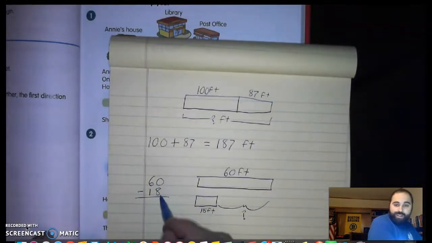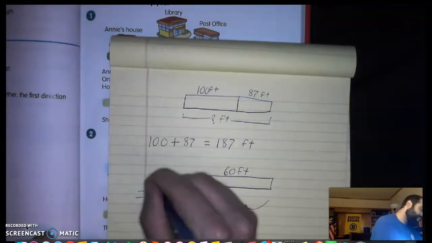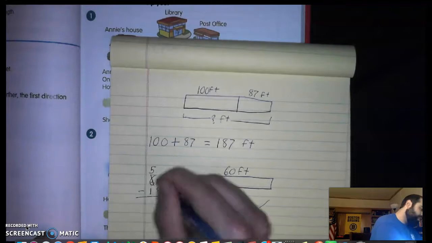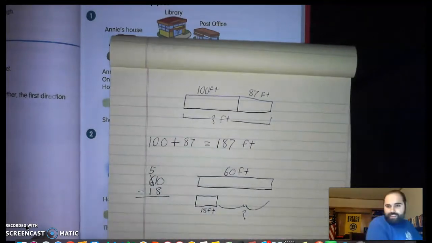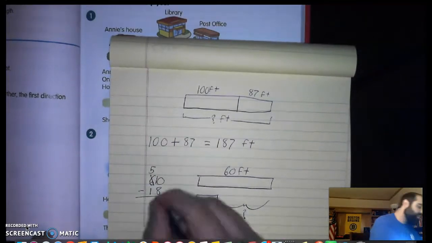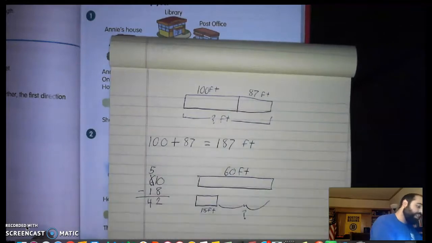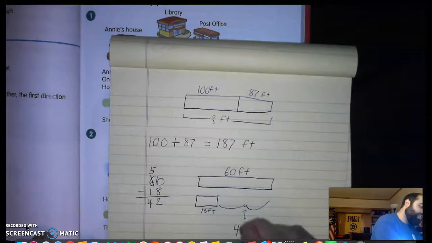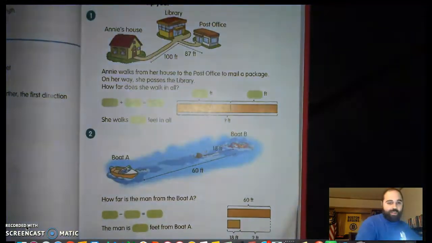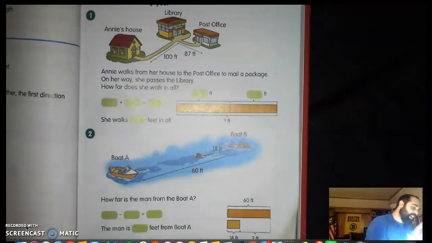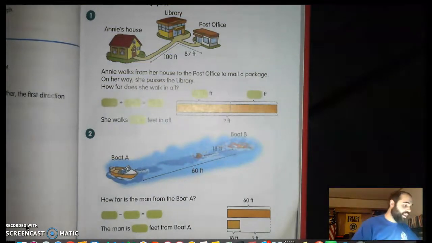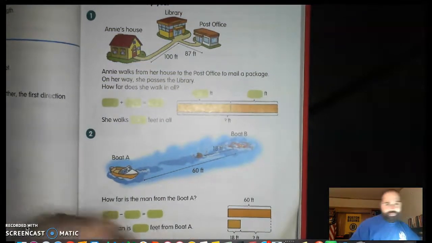More on the floor. Go next door, grab a 10. 10 take away 8. It's 2. 5 take away 1 is 4. Our missing amount right here is 42 feet. That's how much farther that man needs to swim to get to boat A. So the man is 42 feet from boat A.